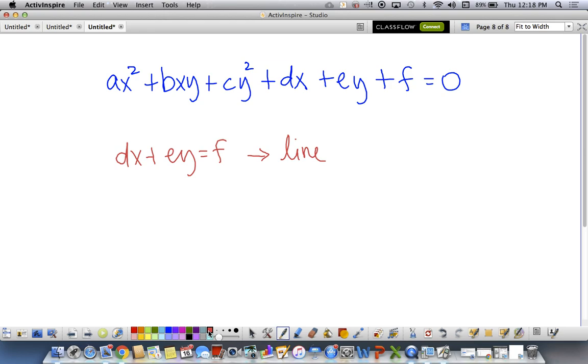Straight line, if A, B, and C equal 0. Okay, so now, if the coefficients B and C are 0, so now just B and C equal 0, we have x squared plus.